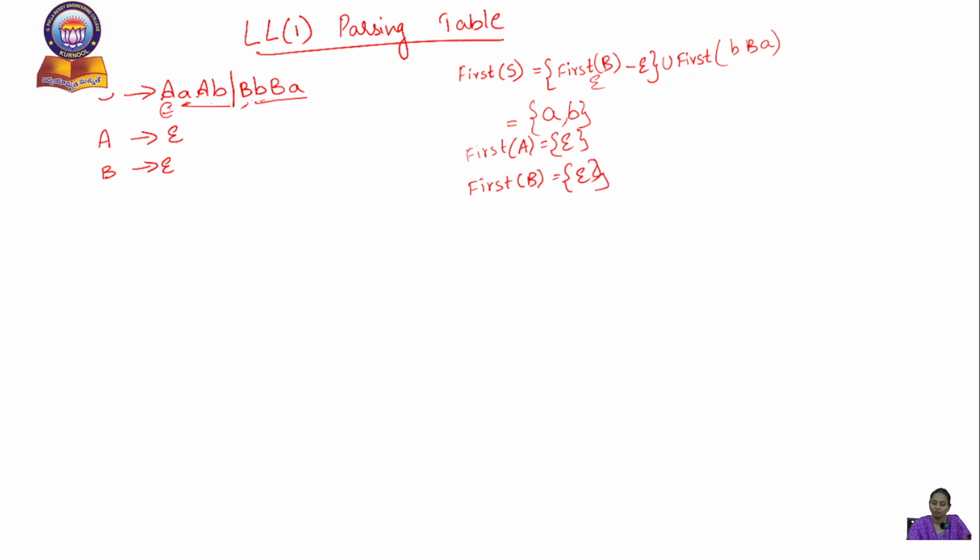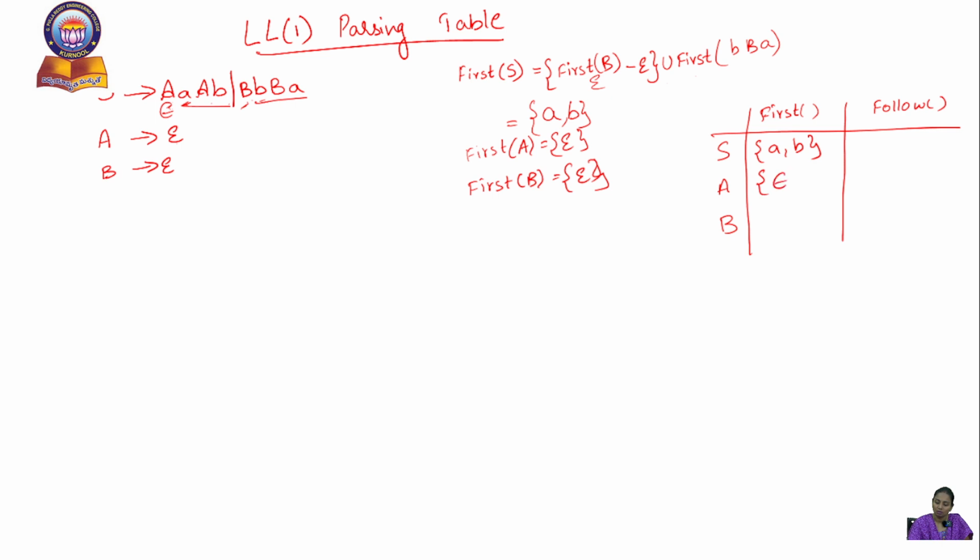So we will write here, for understanding, the first function and the follow function. Let's make this a table. So we have S, A, B, and the first function of S is a, b, A is epsilon, and B is also epsilon. Now we will calculate the follow function of all these non-terminals. Coming to the follow function, as S is the initial state, first I am going to find out the follow function of S. You can observe S is not at all available on the RHS side of the given grammar.